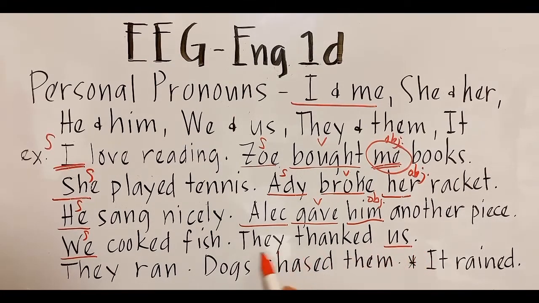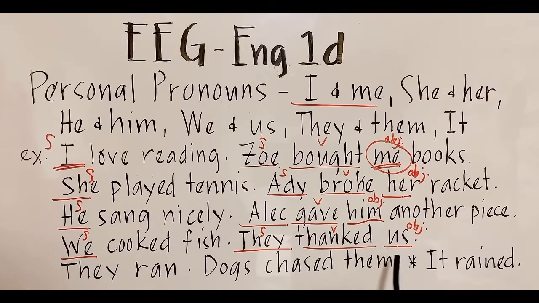And let's look at us. What is the subject in the sentence? It's they, and the verb is thanked. Us is an object pronoun. So us cannot replace we here, so you cannot say "us cooked fish." It will be incorrect. And likewise, we cannot substitute us in there, so you cannot say "they thanked we." That will be incorrect.